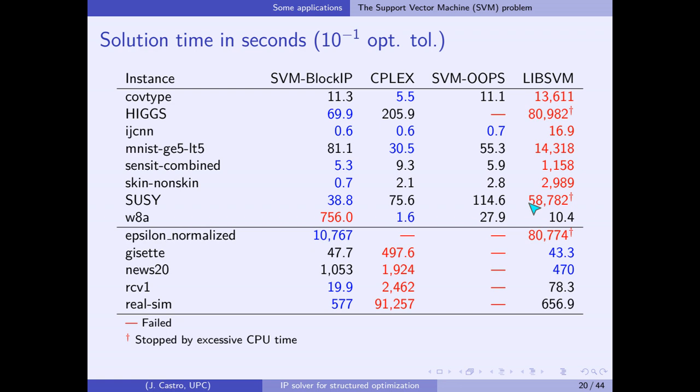On the other hand, libSVM can work with kernels. That's something from the field of support vector machines. libSVM can work with nonlinear kernels. CPLEX and BlockIP only work with linear kernels. So libSVM can deal with nonlinear transformation of the original data. But here we are solving only the case of problems without kernels. So we are not applying any nonlinear transformation to the original data set.